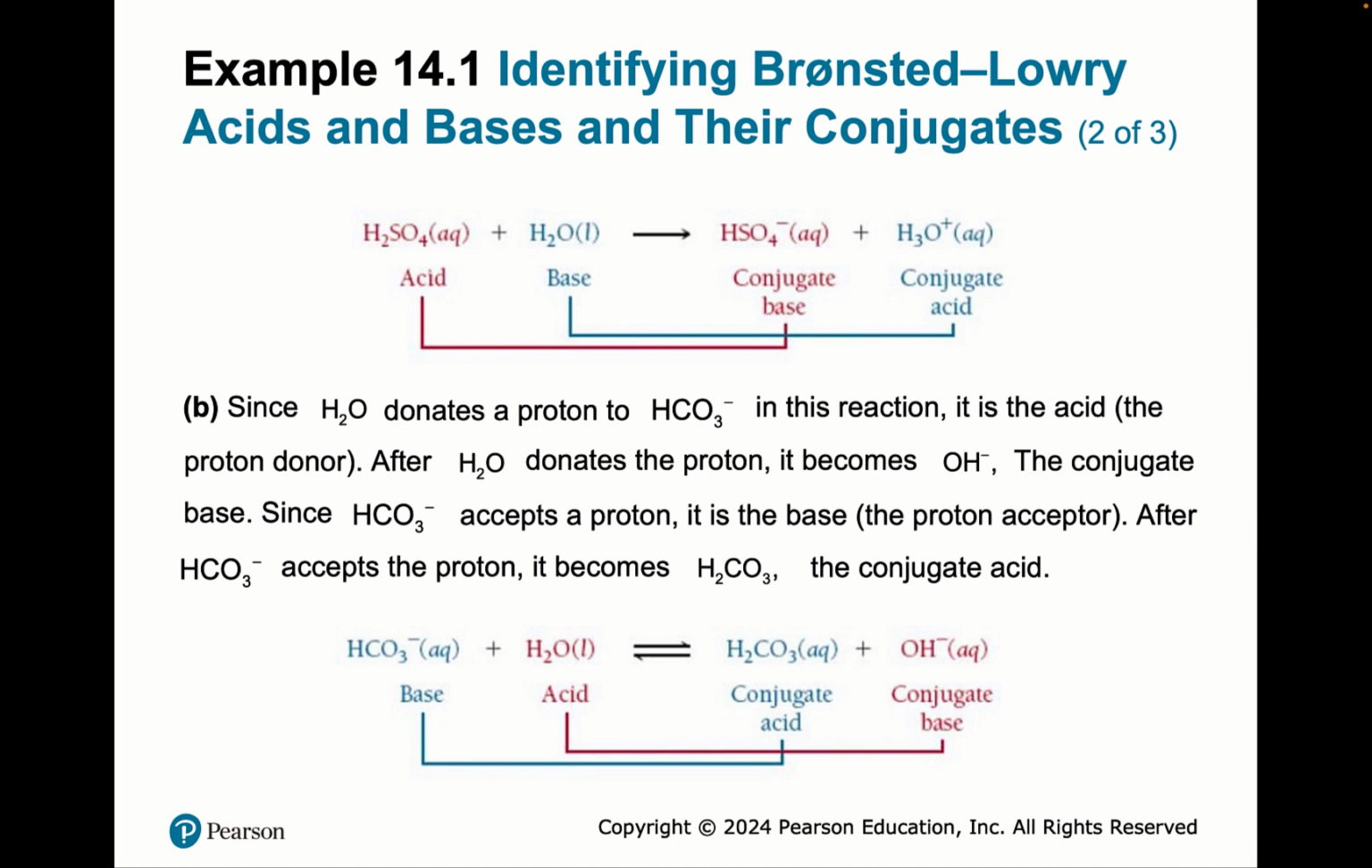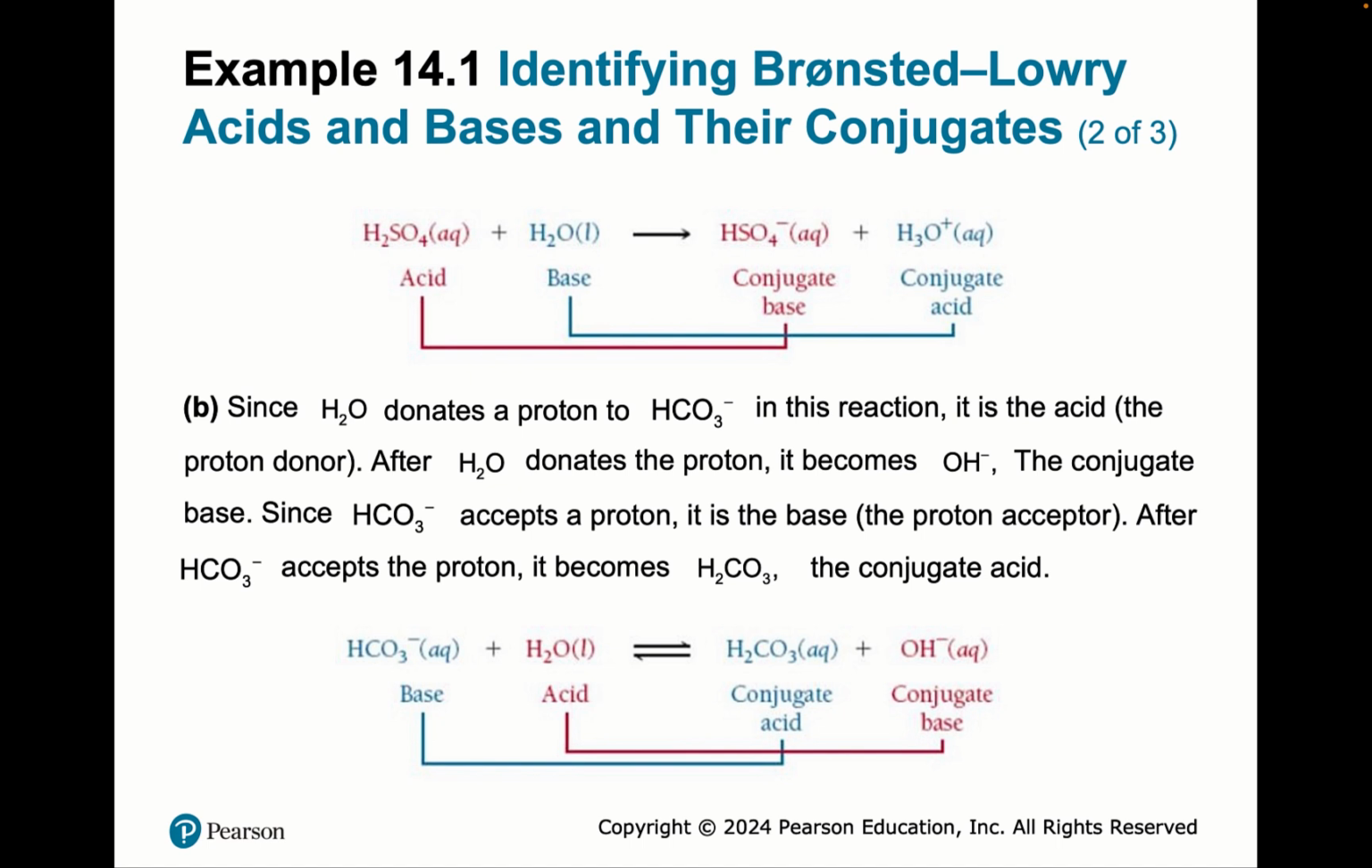The bicarbonate anion, in this chemical reaction, forms carbonic acid. The bicarbonate anion is the base. It's the proton acceptor, and water here is the proton donor, which makes it the acid. So in this one, the bicarbonate HCO3 goes from H1 to H2, so it's accepting a proton, accepting a hydrogen, so it's a base.